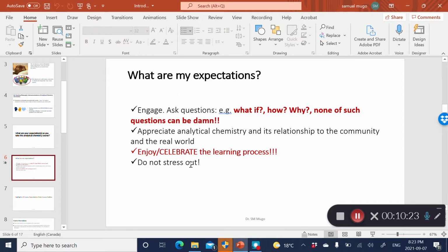My other expectation is, do not stress out. I do not believe there is anything to be gained from being stressed out. My goal is to make things as clear as possible for you. And if something is not clear, just shoot me a question. Don't be stressed about it. Let me know, and I will do my best to support you in your learning process.